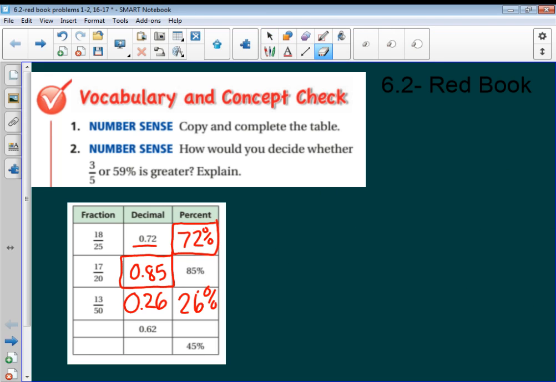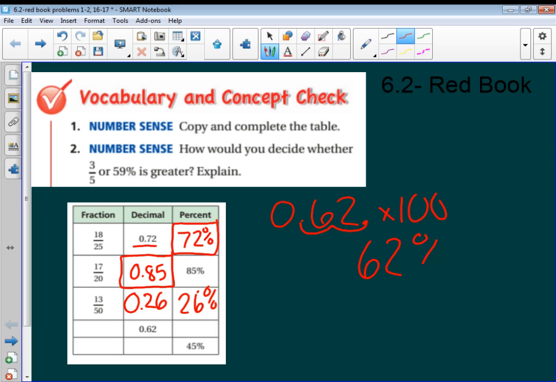Then my next thing is I have 62 hundredths. Let's first do percent because that seems simpler. So I multiply by 100. I move my decimal 1, 2 places over, and I get 62%.